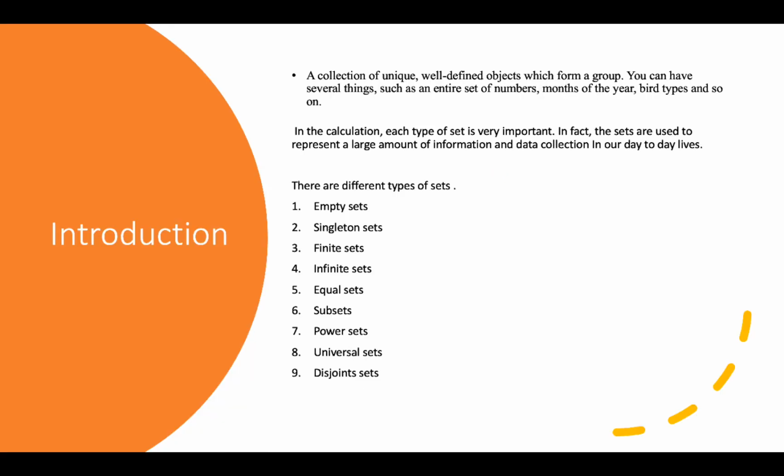A set is a collection of unique, well-defined objects which form a group. You can have several things, such as an entire set of numbers, months of the year, bird types, and so on. In calculation, each type of set is very important. In fact, sets are used to represent a large amount of information and data collection in our day-to-day lives. There are different types of sets: empty sets, singleton sets, finite sets, infinite sets, equal sets, subsets, power sets, universal sets, disjoint sets.